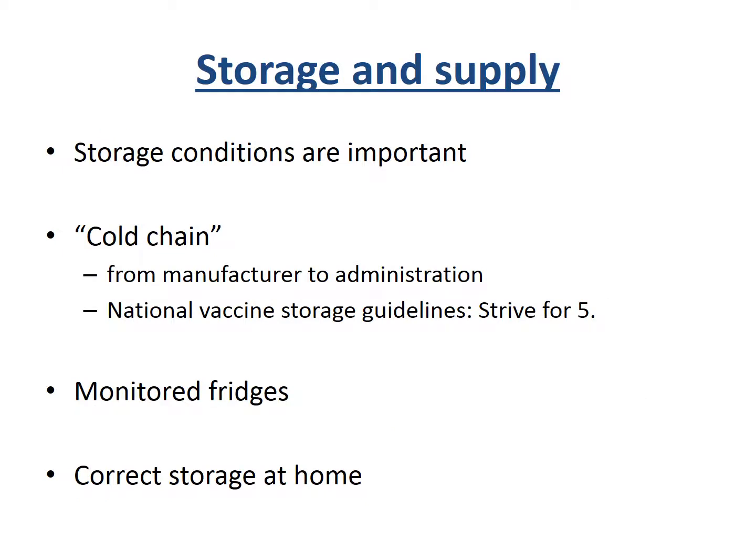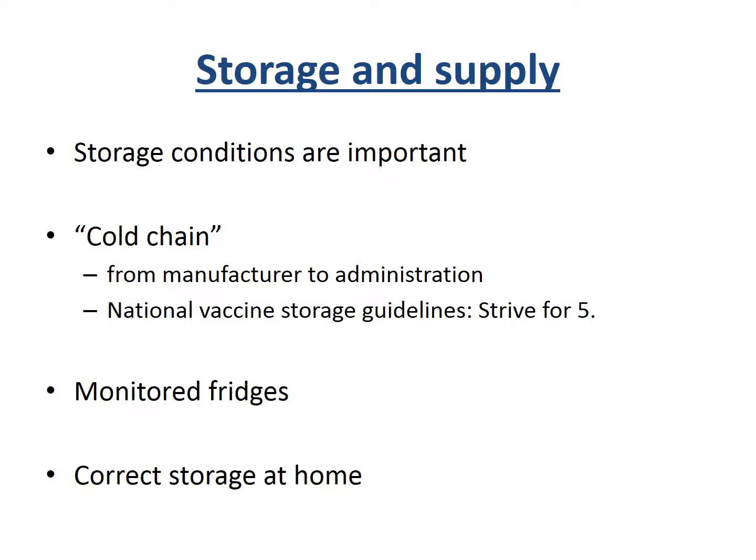So, storage and supply of vaccines. Storage conditions are very important, particularly for live vaccines. Those bacteria and viruses are very fragile, and it's about keeping them in their optimum state in order to get the optimum response from your vaccine itself. Cold chain is particularly important from manufacturer all the way through to administration, and there's a national vaccine storage guideline called Strive for 5 degrees. All vaccines should be stored in monitored fridges, and it was always the pharmaceutical product we cared most about in fridges. We were community pharmacy, hospital pharmacy, we've always been very concerned about vaccine storage.